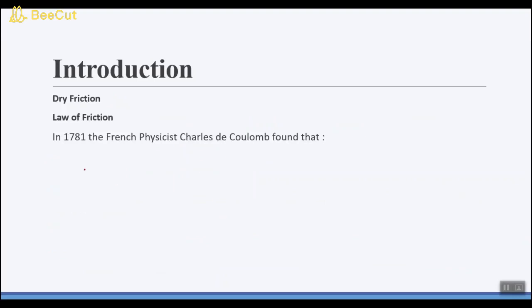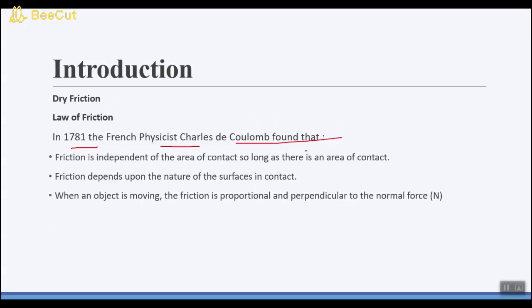In 1781, a French physicist, Charles de Coulomb, found that friction is independent of the area of contact, friction depends upon the nature of the surfaces in contact, and when an object is moving, friction is proportional to the normal force. So this is the law of friction. Friction is independent of area of contact. Friction depends upon the nature of the surfaces in contact, and it is directly proportional to the normal force.